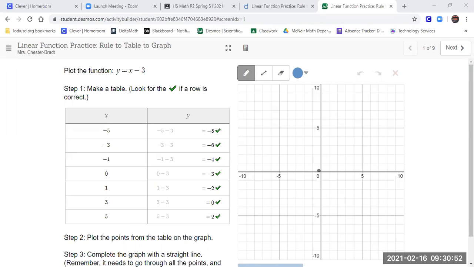Is everybody done with making the table? Anybody still working on it? The table. That's all we're worried about right now, the table. Is everybody done with the table?